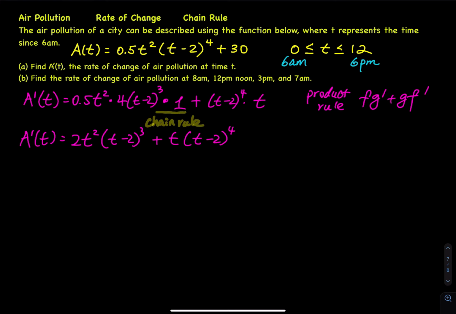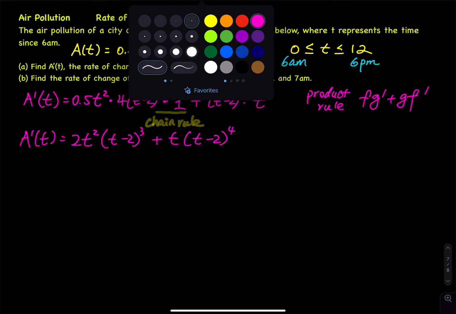And then part B is find the rate of change. I am using the A prime function, and I need to plug in a few numbers: 8 a.m., 12 p.m., 3 p.m., and 7 a.m. The first question is, for 8 a.m., do I let t equal 8? The answer is no. Take a look at the inequality one more time. When t equals 0, that is the initial time, 6 a.m. That means t equals 0 stands for 6 a.m. So let's put this down right here.